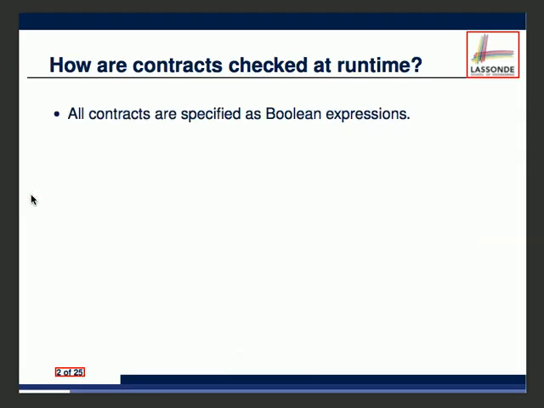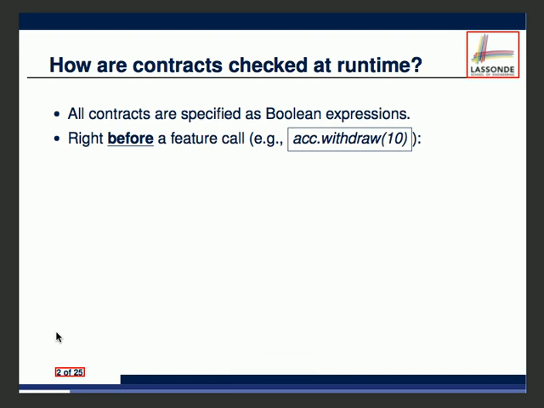Okay, so now let's review very quickly how we check contracts at runtime. First of all, we know that all the contract Boolean expressions, and then let's say we have some feature over here, let's say withdraw. Before the feature call, before we call the feature, what do we have to check? We've got to check the precondition, right? And then it's called the pre-state.